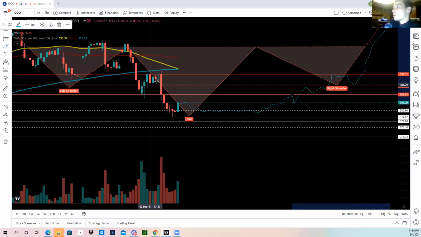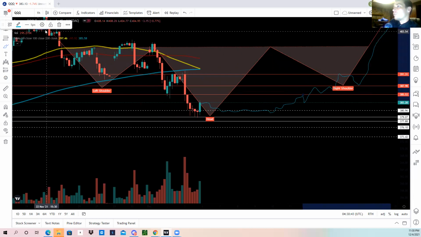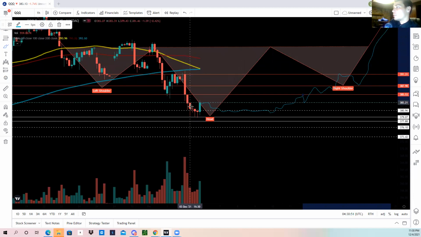If you notice, none of this moved in a straight line. It went down, bounced up, down, tried to bounce, down, bounced up, down, got rejected, down, bounced, and who knows where it goes from here. But it doesn't go in a straight line. There's bounces, there's movements, there's waves to it, okay?